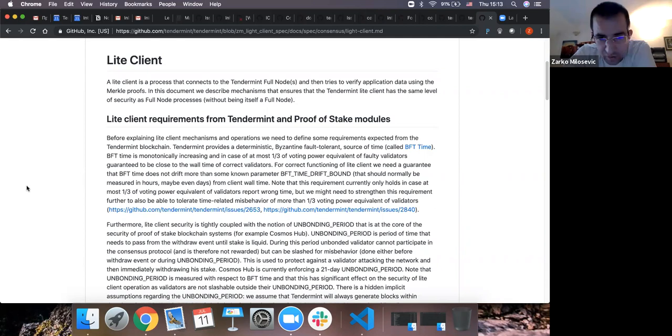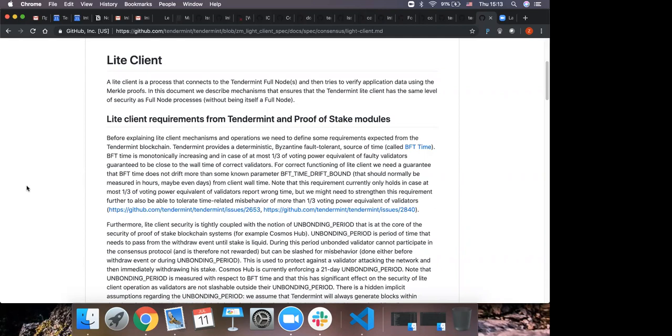So you're talking from the light client perspective or in general? From the light client perspective. So I'm a node, I know nothing. I'm looking at a bunch of transactions, and I'm trying to figure out two things: what time is it, and how much stake does someone have bonded?